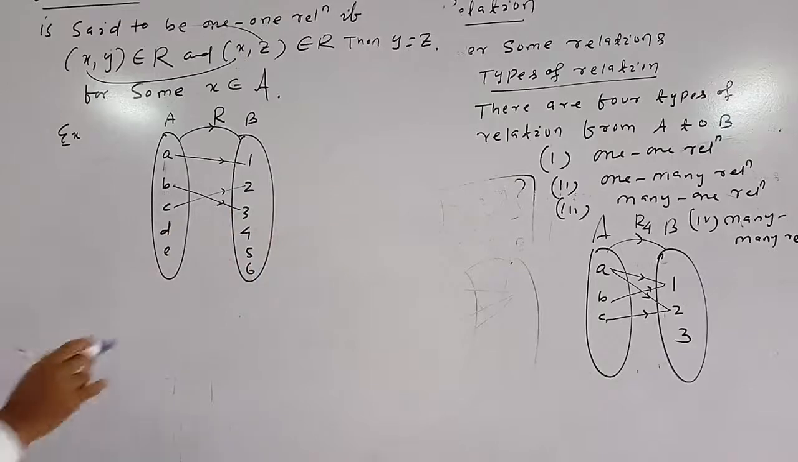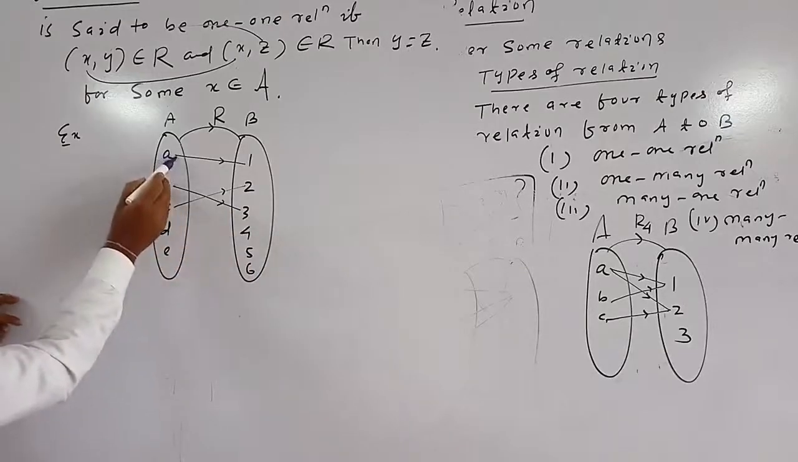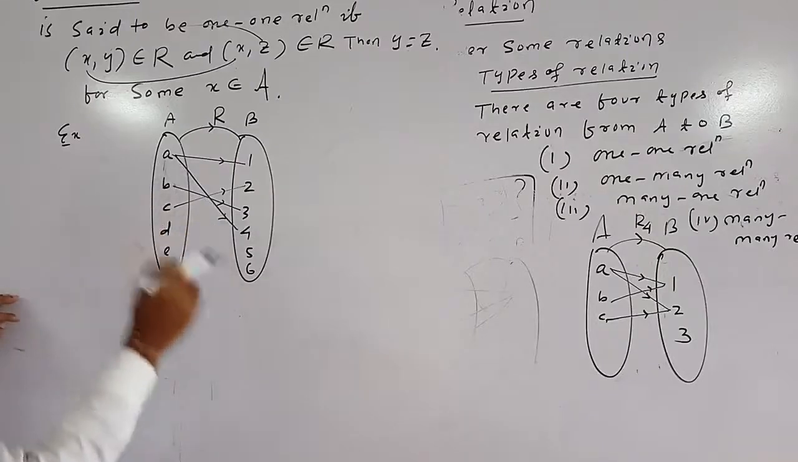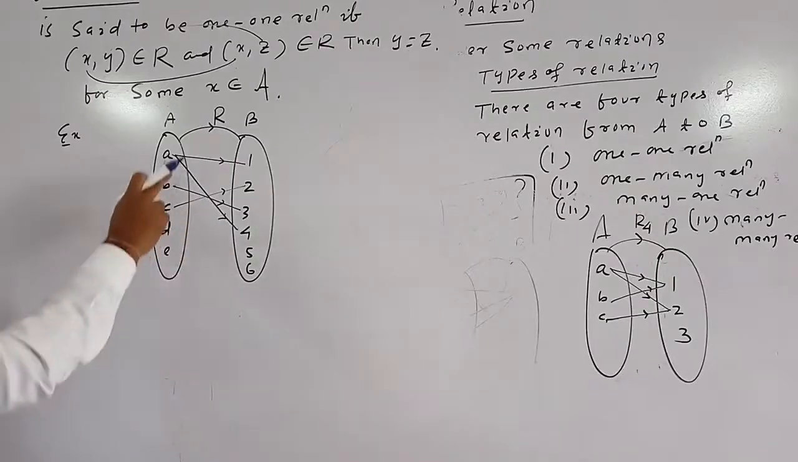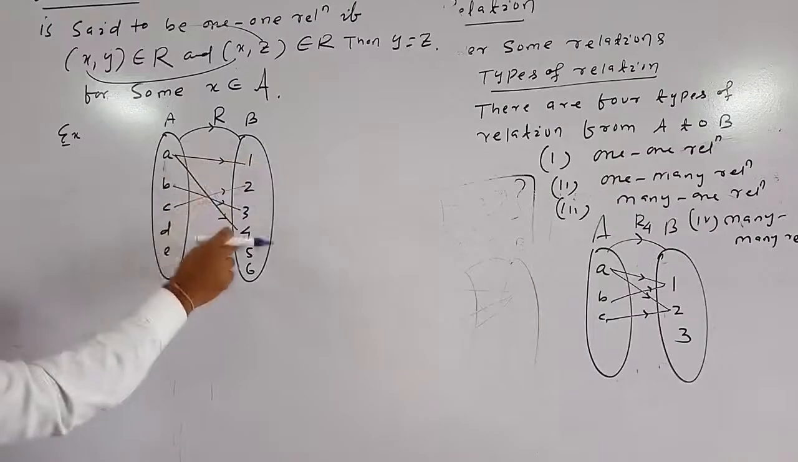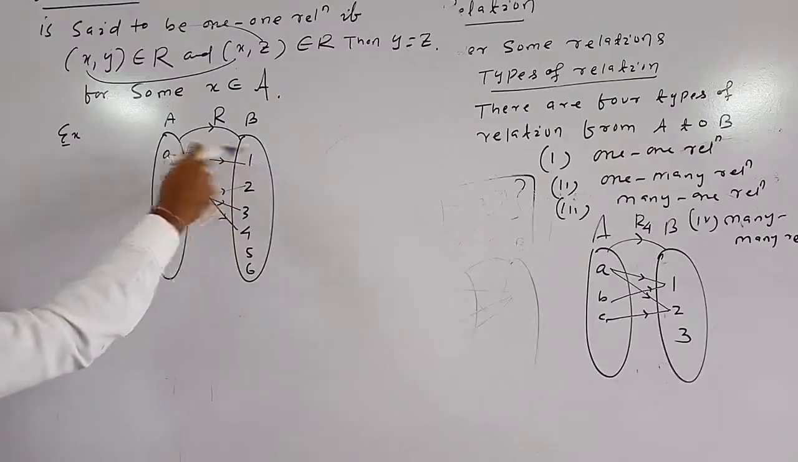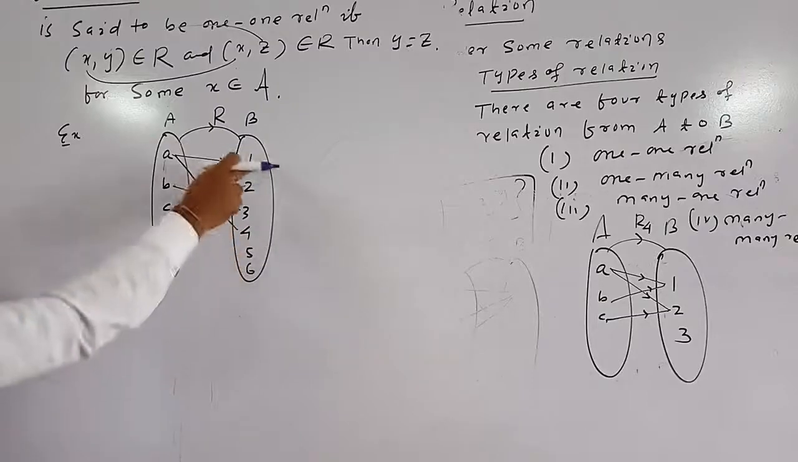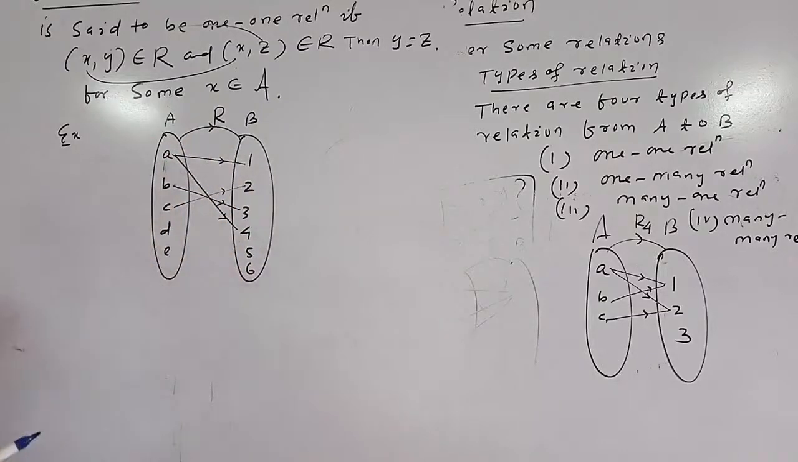But if we take A related to 3, and A related to 4, this relation can never be one-one. If A is related to 1, and A is related to 4, x related to y, x related to z, but y not equal to z. If y is equal to z then we say one-one relation.